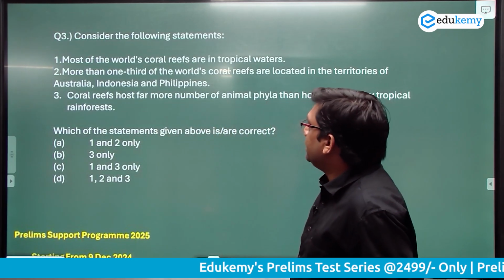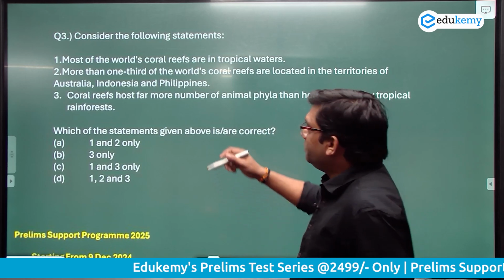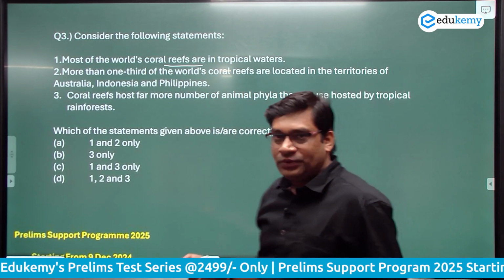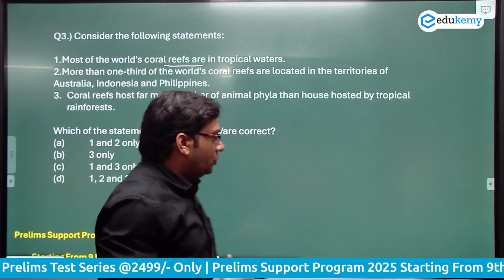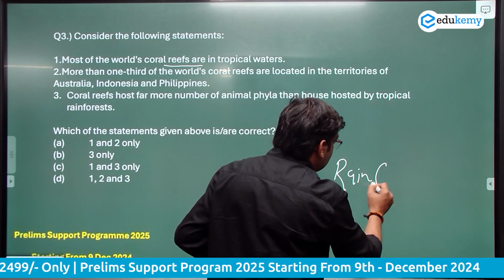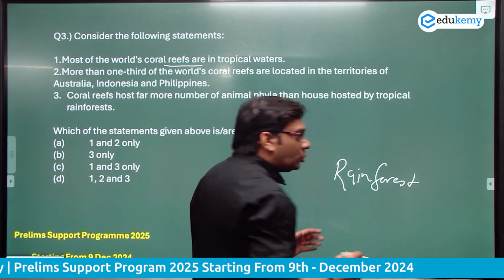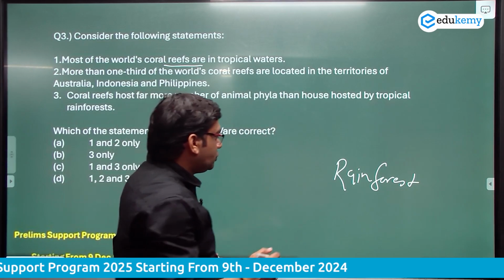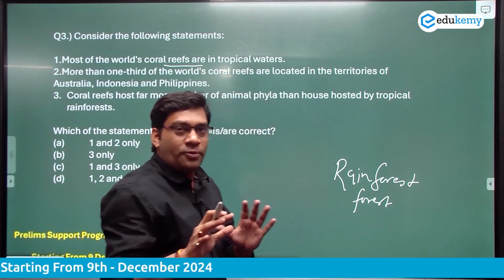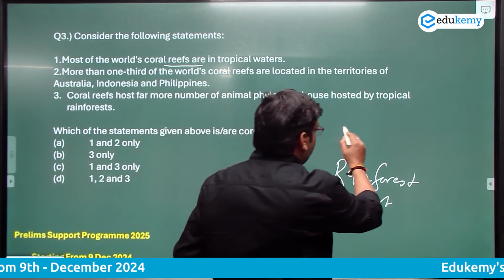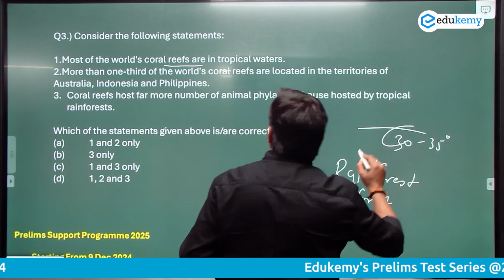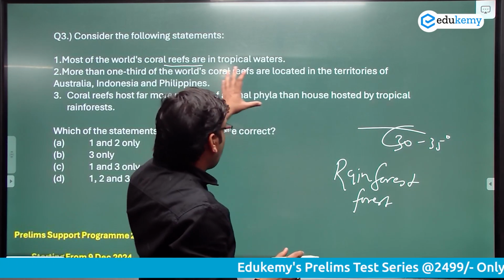नेक्स्ट क्वेश्चन हियर, कंसिडर द फॉलोइंग स्टेटमेंट. Most of the world's coral reefs are in tropical waters. What we know about the coral reef? Coral reef is also called the rainforest of the ocean, a very diverse ecosystem. Basic idea about the coral reef, they are present in tropical and subtropical regions where temperature is 30 to 35 degrees Celsius. This is the temperature where coral reefs are present. So tropical water मिलता है.